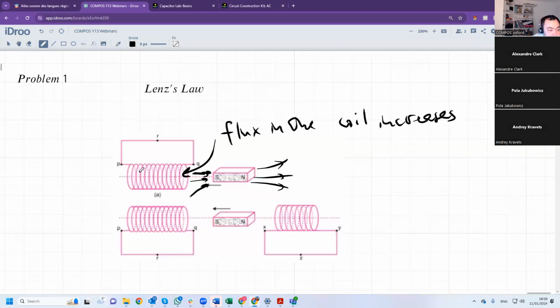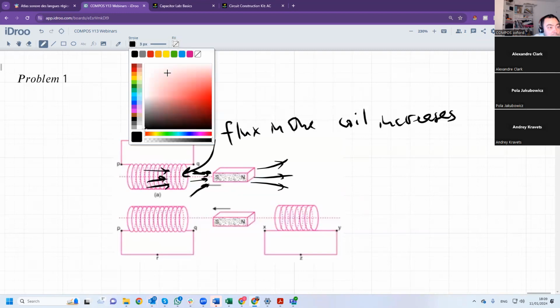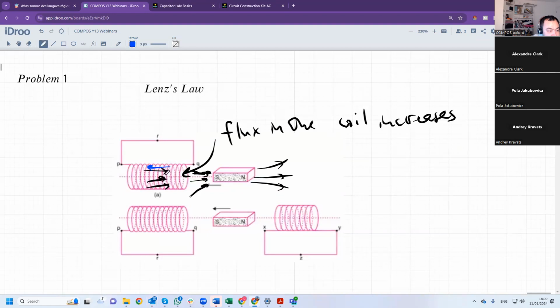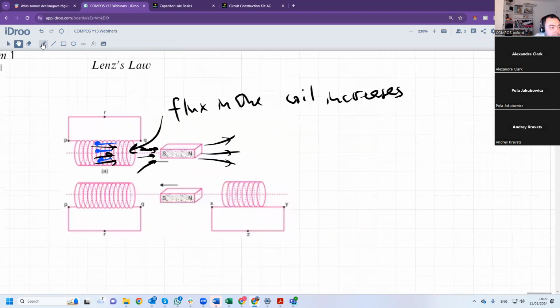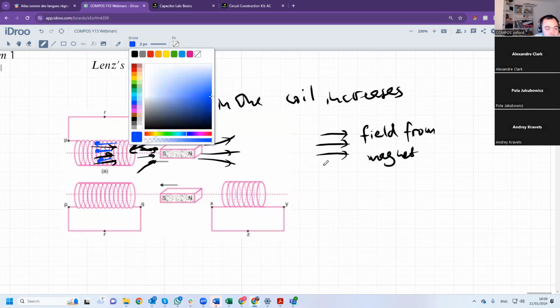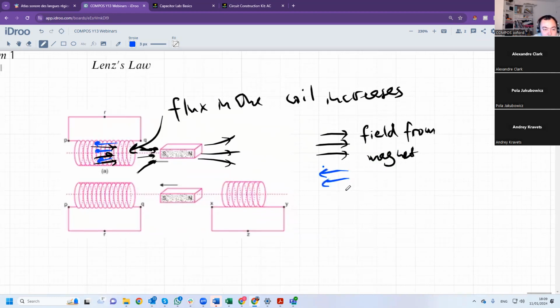So there's a field from the magnet in the coil that goes this way. So the coil will produce a field in the opposite direction. The black lines are the field from the magnet, and the blue lines are the field from the coil.